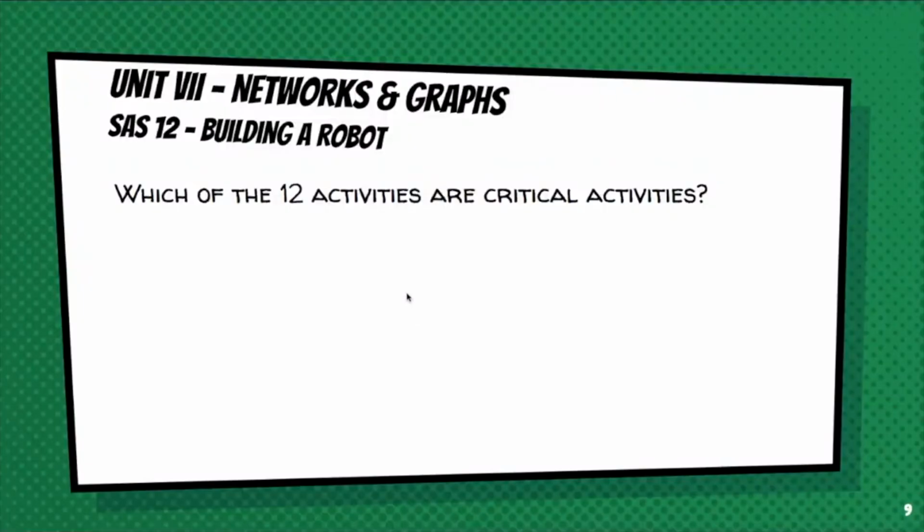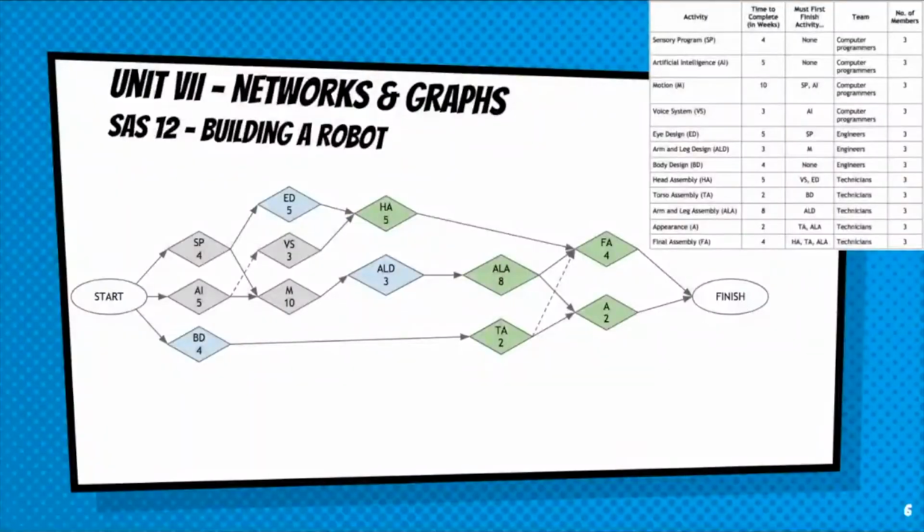Which of the 12 activities are critical activities? First of all, we need to define what a critical activity is. A critical activity is an activity that, if delayed, would possibly affect the minimum time of completion. So what were the activities on the minimum time of completion pathway? Let's go back and look. We said AI, M, ALD, ALA, and FA. The minimum time of completion lies on that pathway, so all 5 of these activities are considered critical activities.